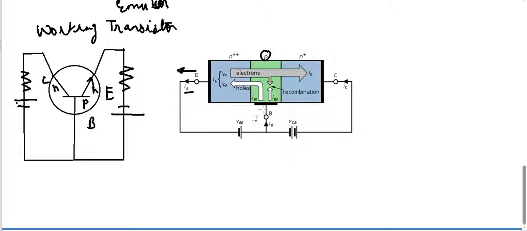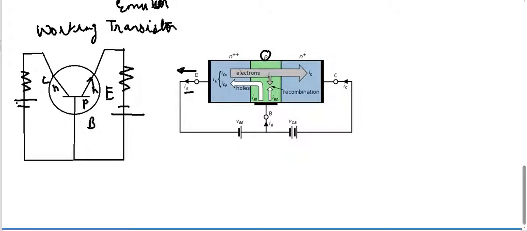Now what will happen is, because this is the positive terminal of the battery, it will push the holes towards the opposite side. So the holes can combine with these electrons and make the net current 0. That is the reason this is very lightly doped: we want very few holes, so that they don't neutralize these electrons.